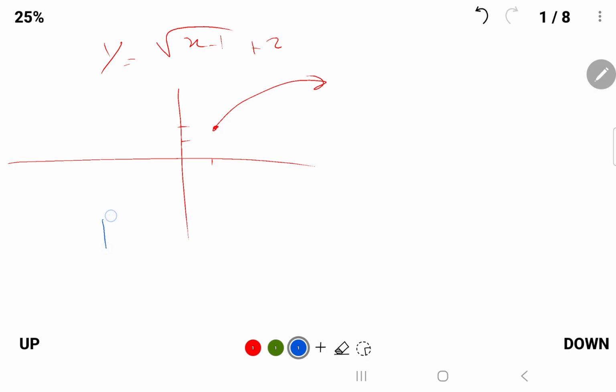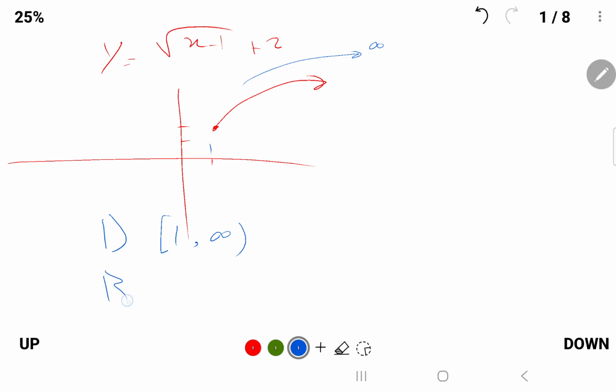Now to find the domain we need to look at x values. The lowest x value is 1. Here we have 1, and the height is infinity, so the domain is equal to 1 to infinity, and it includes 1, so we need to use the bracket with 1.